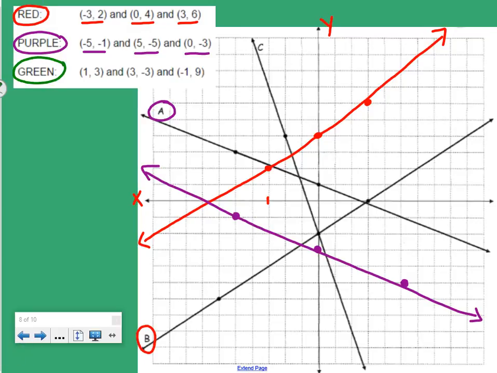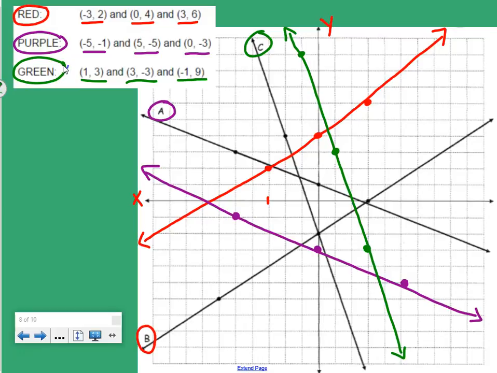Lastly, we want to make our green line. So that has the points 1, 3. So we go over 1, up 3. 3, -1, we go over to 3, down to -1. And -1, 9, so we go left to -1 and then up to 9. Connect those points to make your line. And if we look, this green line is parallel to line C.